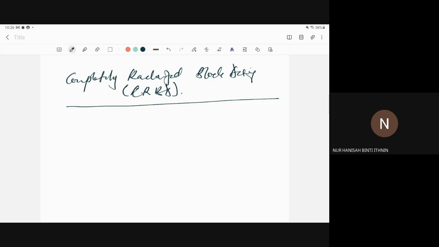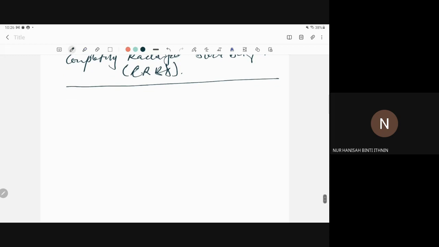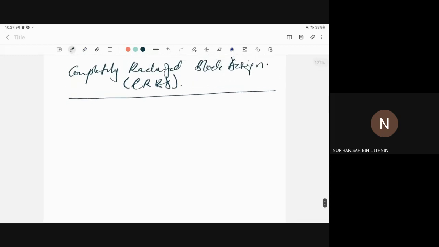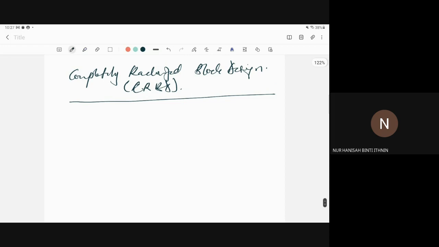So another option is for you to do a completely randomized block design. The principle is that if there are any confounding factors, or any variation other than the factor, then we block it, so that within the same block, everything will be uniform. That is the approach of using blocks.